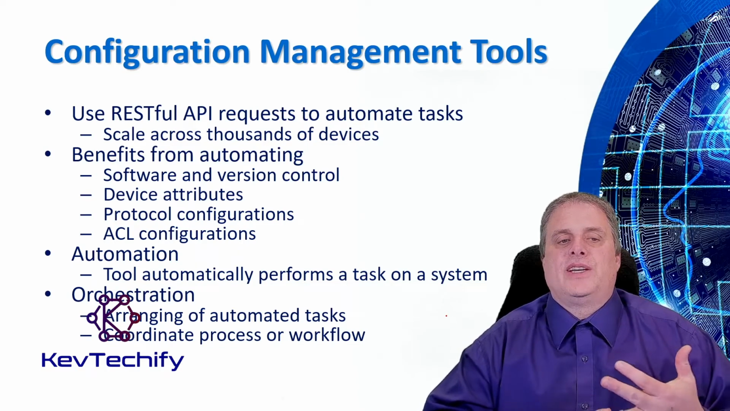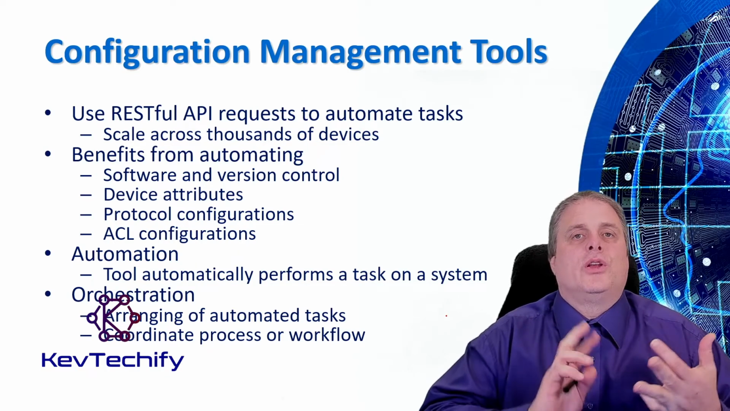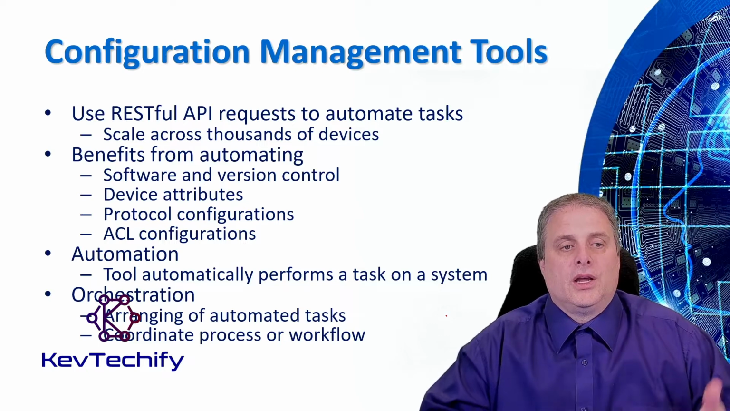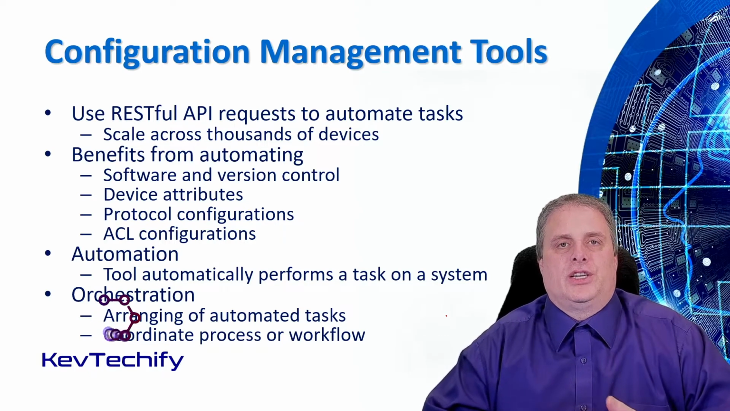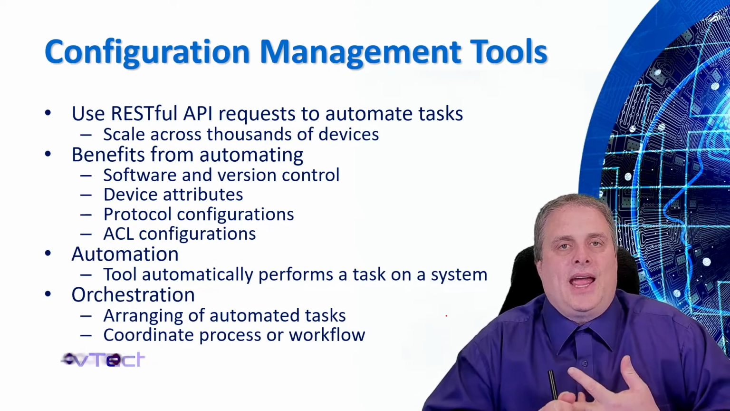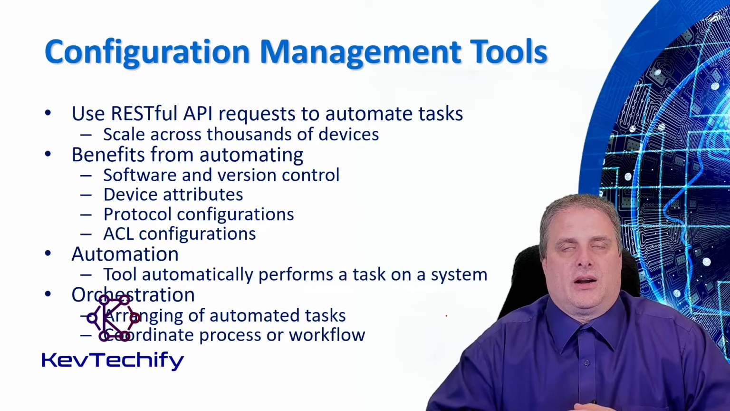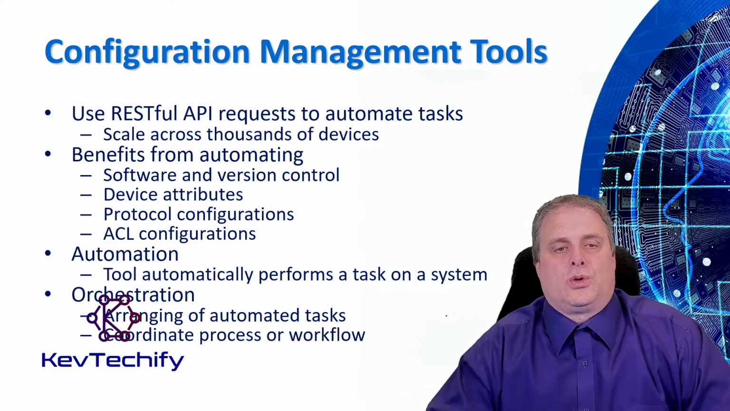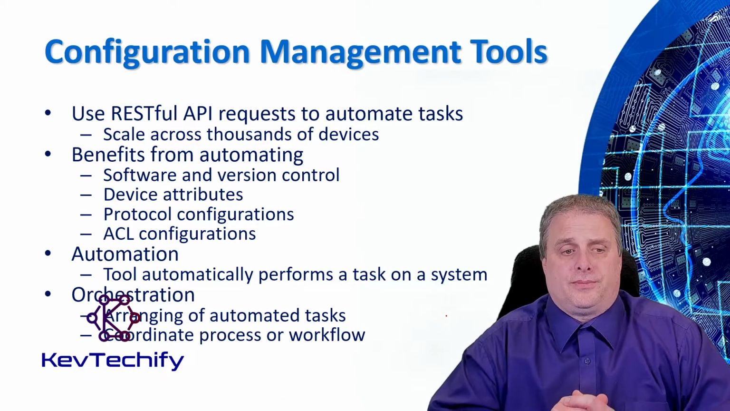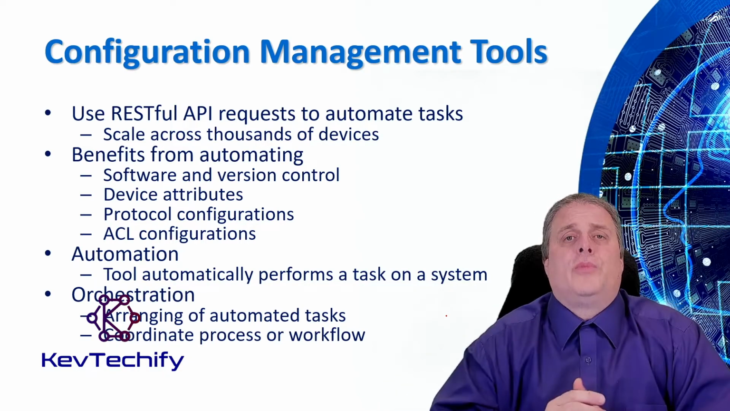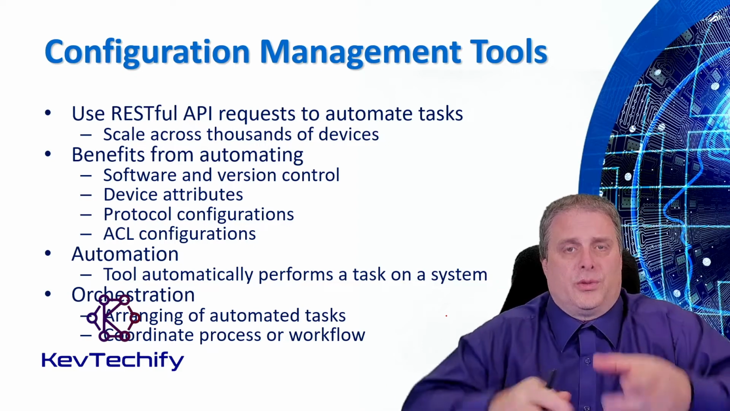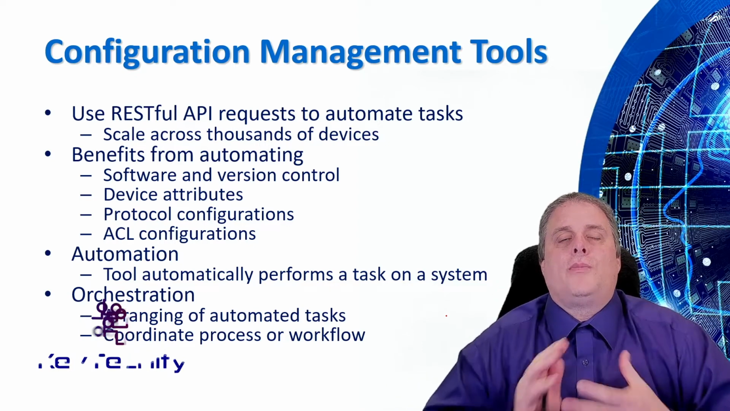You can look at device attributes. You can set them, you can log them, you can monitor them. You can do protocol configurations. You can set up IP addresses. You can change how some of the settings are. You can also do access control list configurations through there. This is automation, where you set up a script, you set up a tool, and it does it automatically for you.